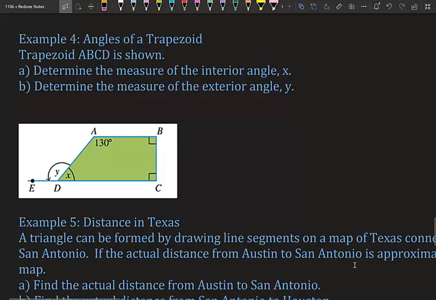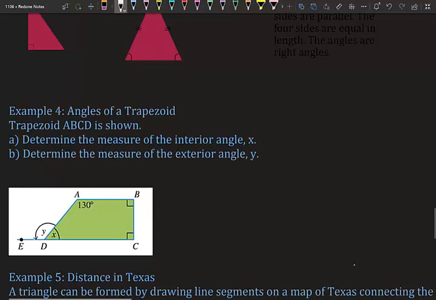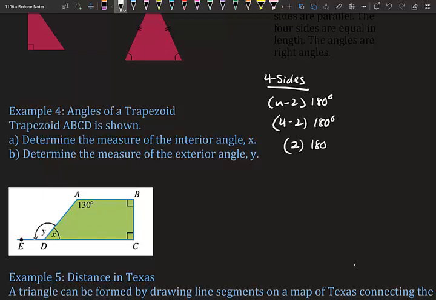So anytime we need to find an interior or exterior angle, we need to know all of it on the inside. Now, because this is a quadrilateral, there's 4 sides, I know that it equals 360 degrees. But let's say we forget that. So we need to figure out how many sides it has. So this is 4 sides. So we're going to use that formula, n minus 2 times 180. So 4 minus 2 times 180. That's 2 times 180, which is 360 degrees.